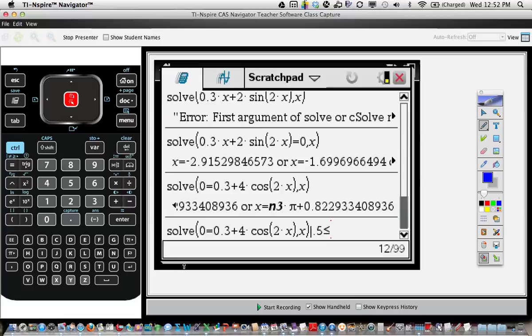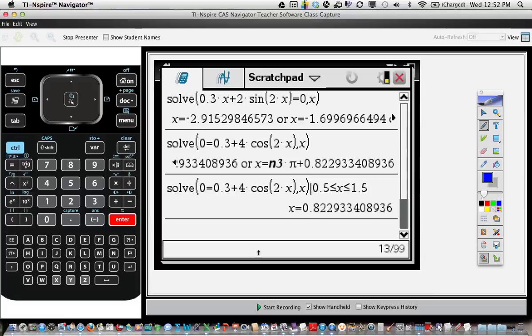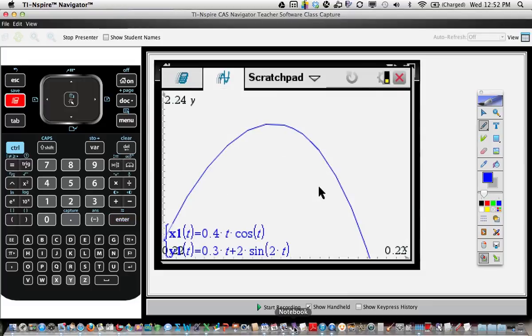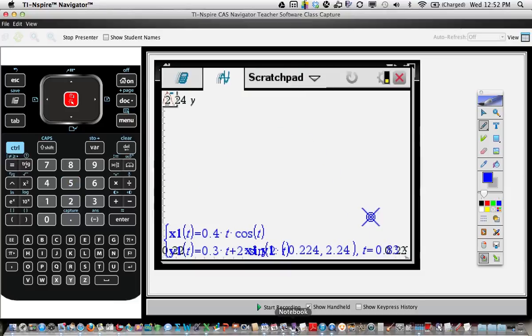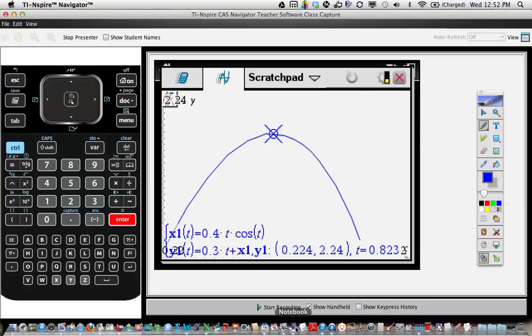When we do that, then we get the 0.823 that we're looking for. And that is the point, and now go back to your graph. And so that is the point, and trace at 0.823. Type in 0.823. Okay, and there it is, and that seems reasonable.